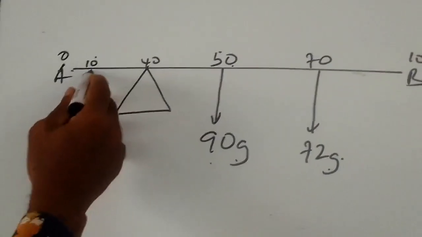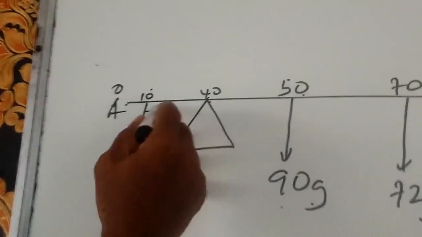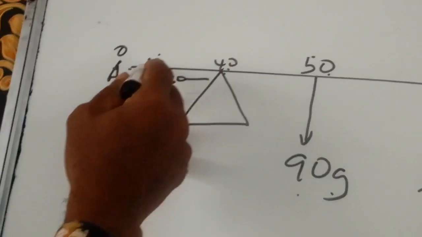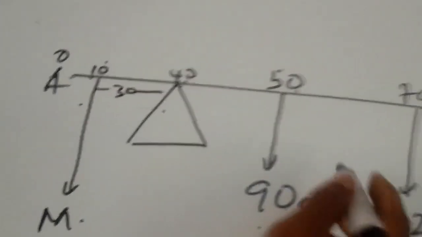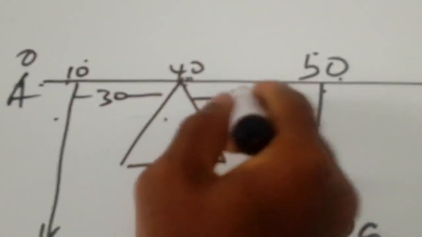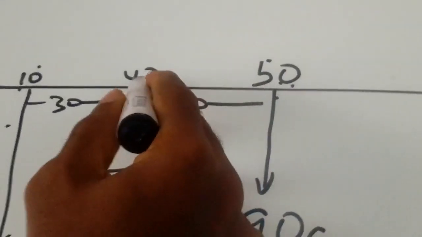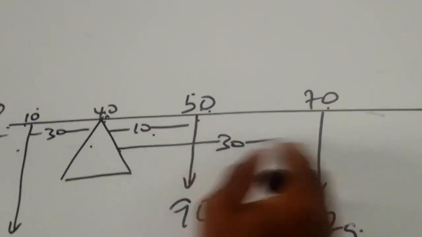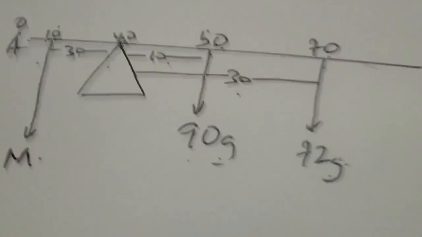So this is 10, where the pivot is 40. The distance there is 30, that is 40 minus 10, which is 30. This place is 50, and the pivot is 40. This one here is 10, that is 50 minus 40, that gives us 10. 70 and the pivot at 40, that is 70 minus 40, giving us 30.